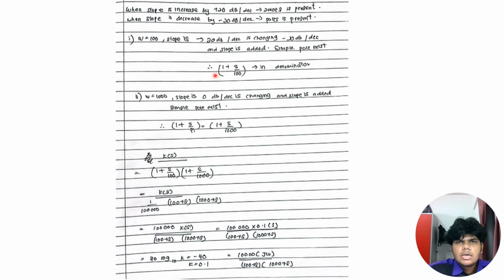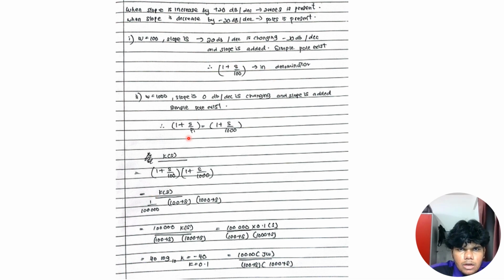As you can see, the 1 plus j omega over 100 is the denominator, and for the second part, where omega equals 1000, the slope is changing to 0 dB per decade and the slopes are added. So this also causes the phenomenon called simple pole action. So with these two values, 100 and 1000, we can create the equation and also calculate using the formula.